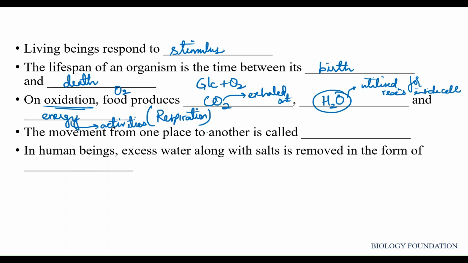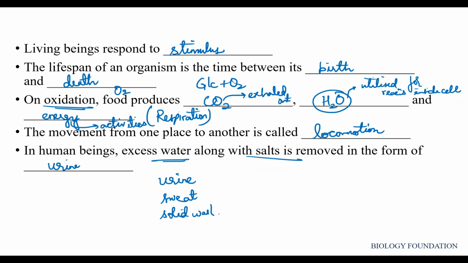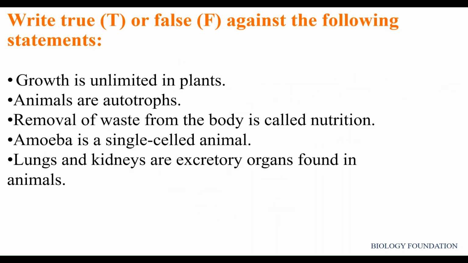Okay. The movement of organisms from one place to another is known as locomotion. Okay. In human beings, excess water along with salts are removed in the form of urine. If you remember, I told you that in animals, like in human beings, urine, sweat, and solid waste, that is your stool or feces, these are the waste substances. Whereas in plants, carbon dioxide, gums, resins, these are the waste substances that are released, right?